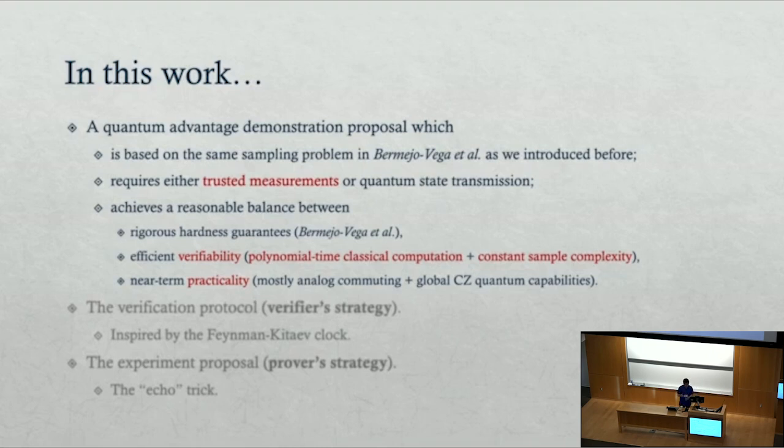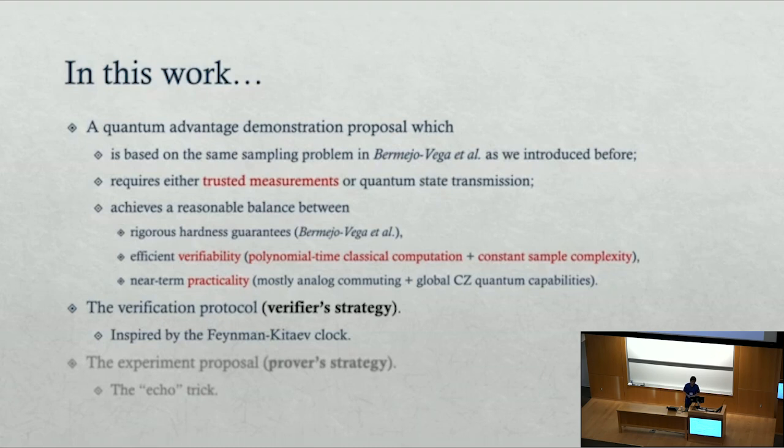The third nice feature is that we have near-term practicality, meaning that the prover in our protocol only needs to perform some mostly analog commuting Hamiltonian evolution plus some global CZ quantum operations. And this global CZ here just means that there's a CZ gate that is controlled on one qubit but acting on all other qubits. So this is actually harder than just analog quantum simulation, but it's still somehow near-term implementable, which is something we will discuss in this talk.